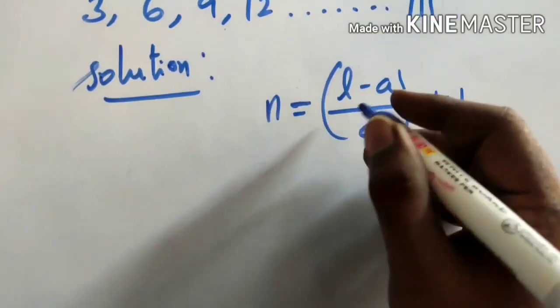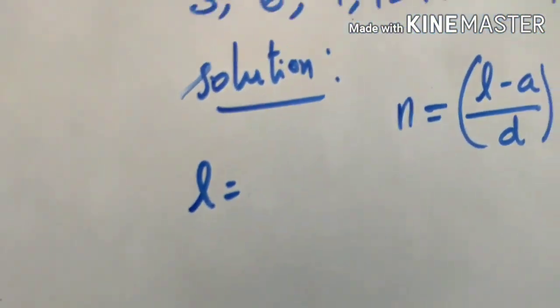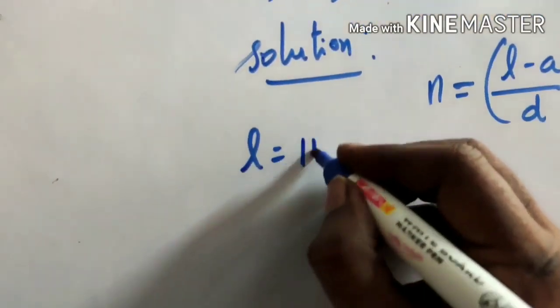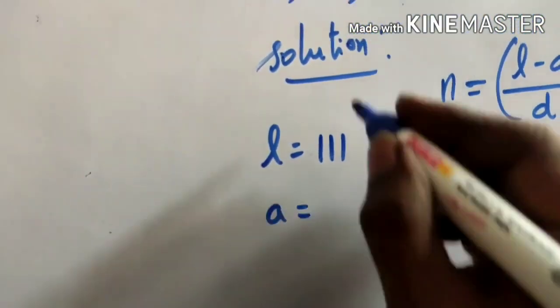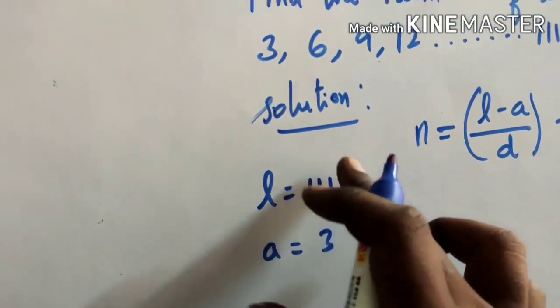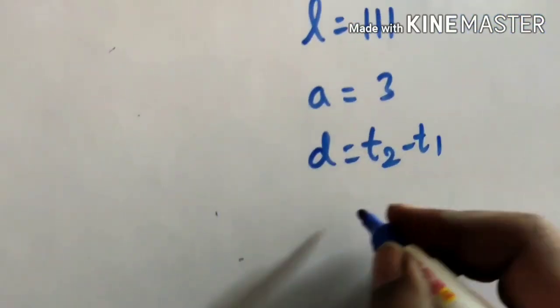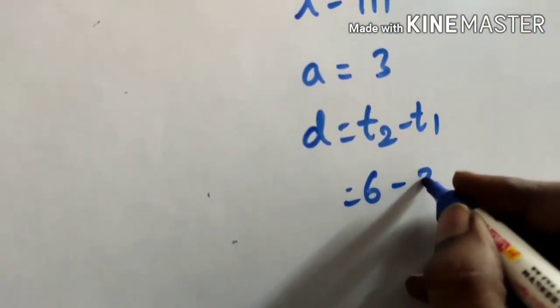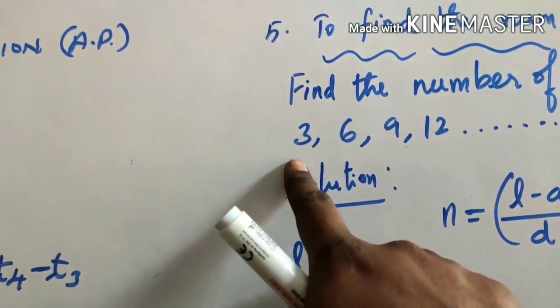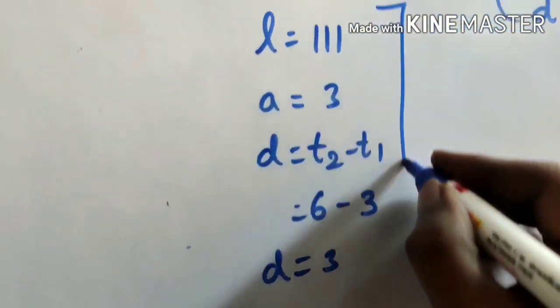So here also we need to find L, A and D. L is the last term, 111. A is the first term, 3. And D, of course you know, is T2 minus T1, equal to 6 minus 3. See here, T2 minus T1. So 6 minus 3, you are getting 3. So the common difference is 3.